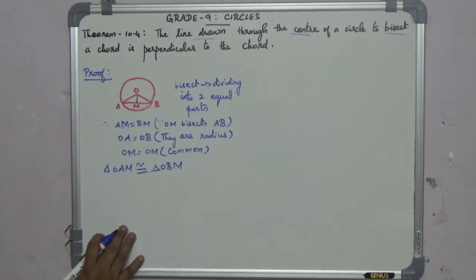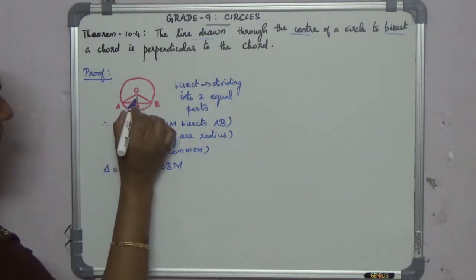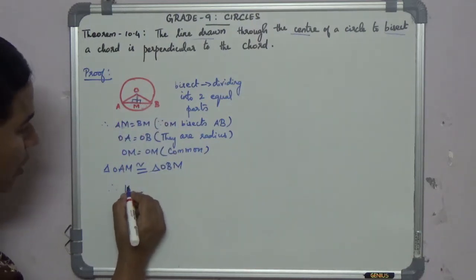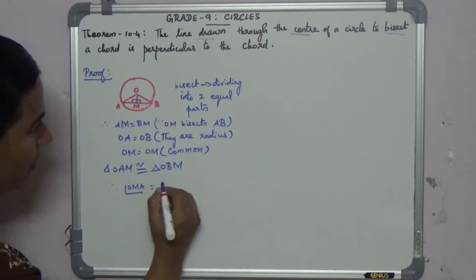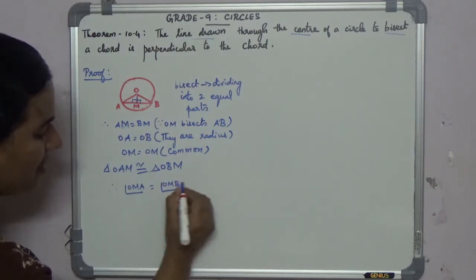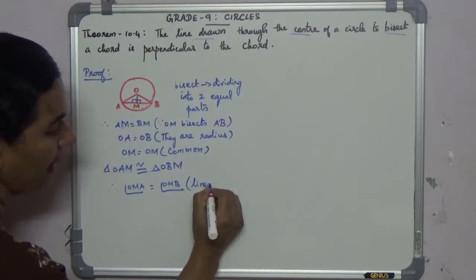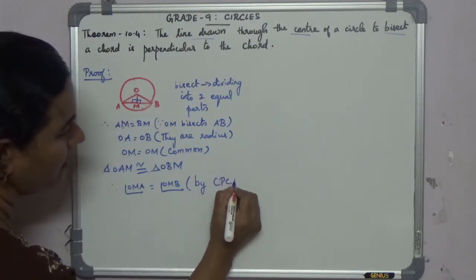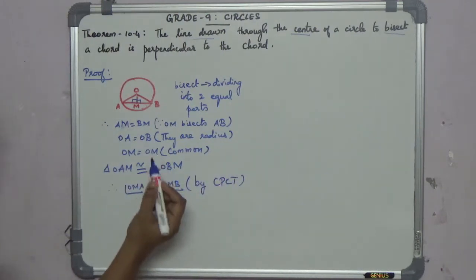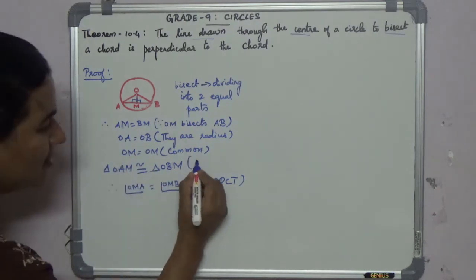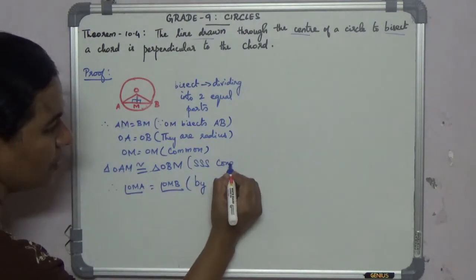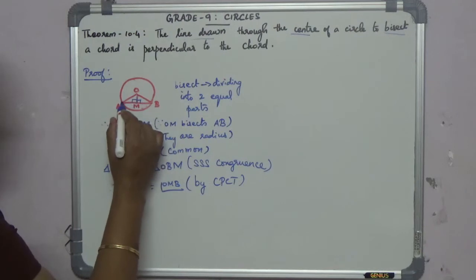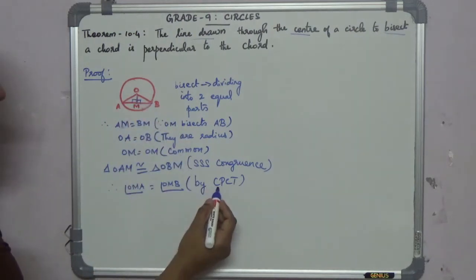Now what happens to their angles here? This one and this one. Therefore angle OMA will be equal to angle OMB by CPCT. Already we have proved that they are congruent to each other. By what congruence? It is by SSS congruence. So we will get angle OMA equal to angle OMB by CPCT.